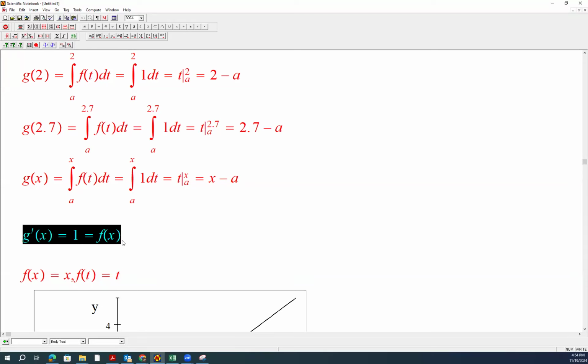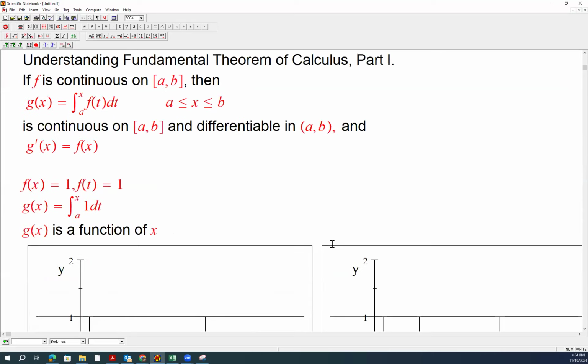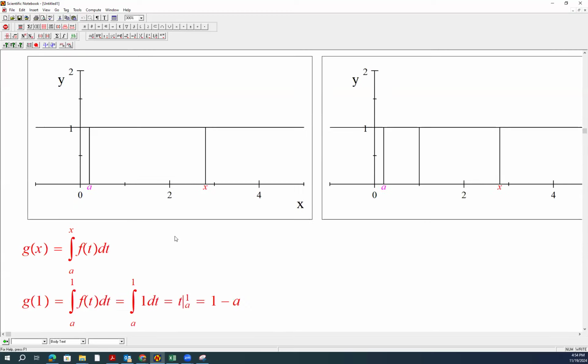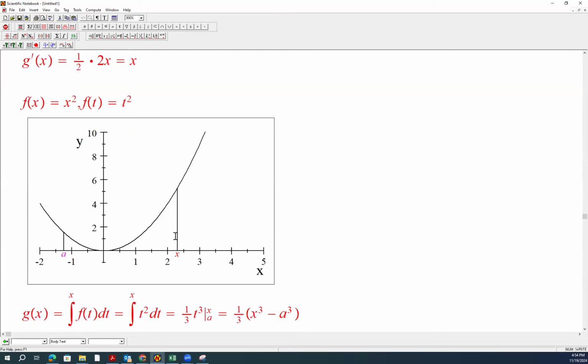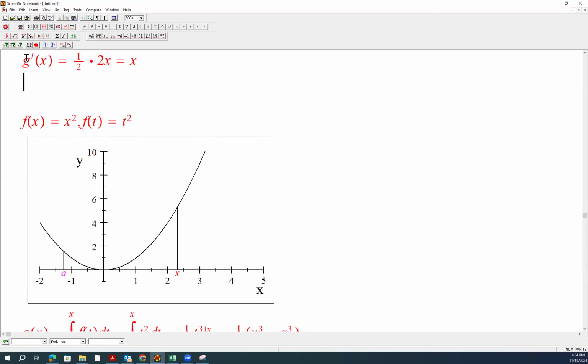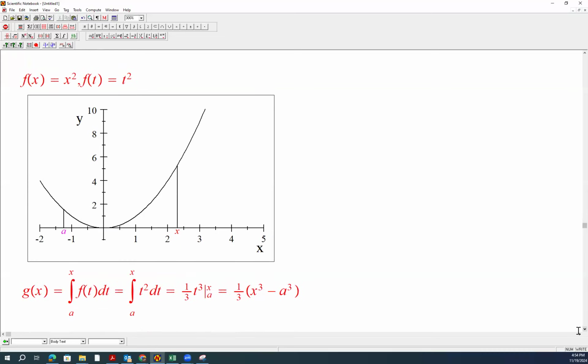So fundamental theorem of calculus part 1 is illustrated in this case as the derivative of g is equal to f. You can see it is true indeed. And let's look at the second example.